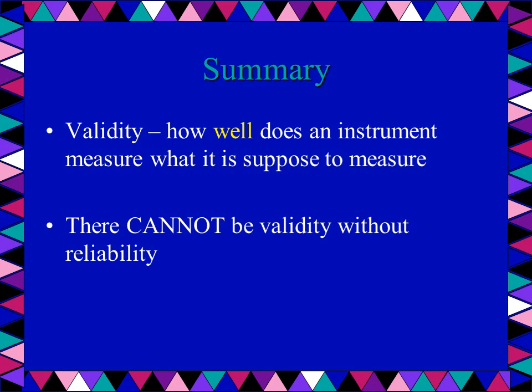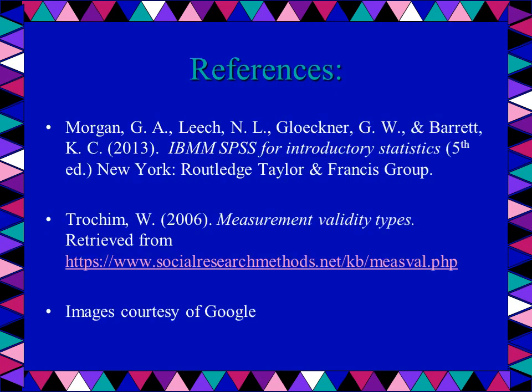In summary, validity is simply how well an instrument measures what it is supposed to measure. And remember, there cannot be validity without reliability. Reliability, remember, is if the test is consistent. Validity is how well it measures what it is supposed to measure.